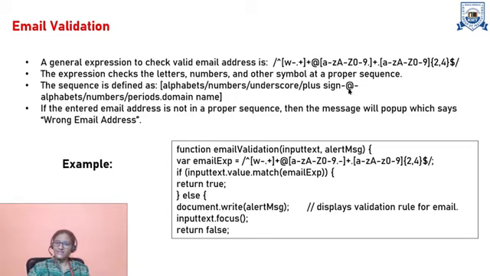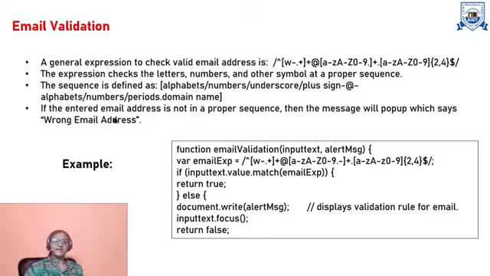So before the at-the-rate symbol, first of all, it will start with the alphabet, followed by numbers, then underscore, then plus sign. All these things can be before this at-the-rate. After this at-the-rate, we will provide alphabets, numbers, periods, then the domain name. After that period, we will give the domain name.